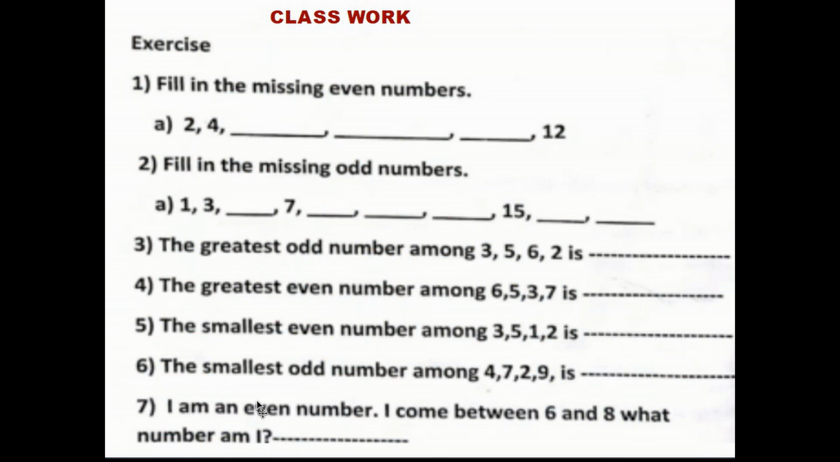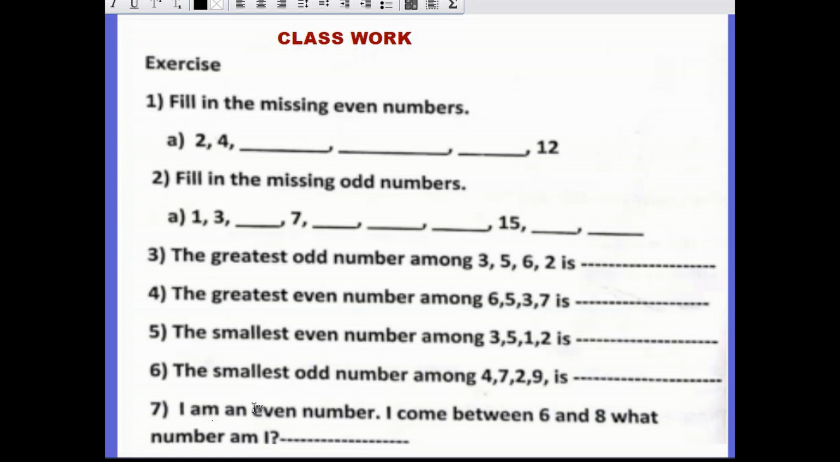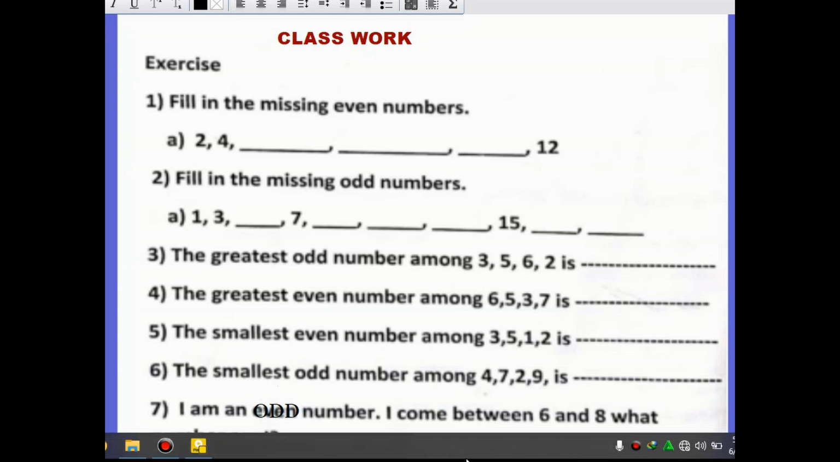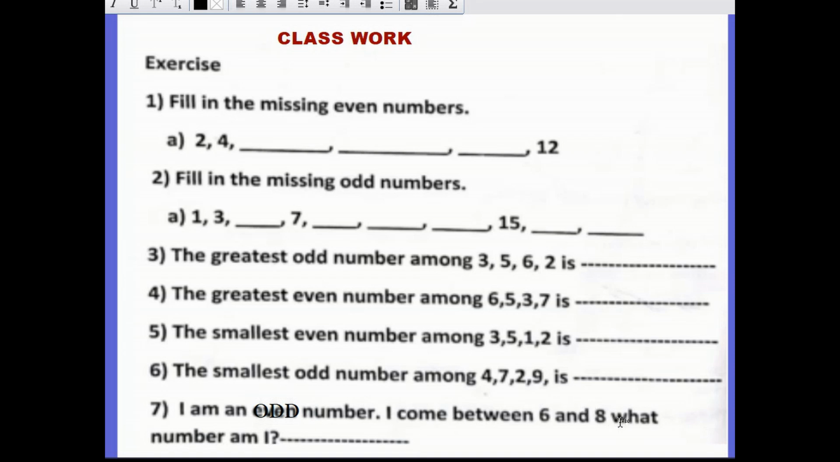Before that, there is one correction here I will give you. Make this number odd. It cannot be even because there is no even number between 6 and 8. So make it odd here. It must be odd. After that, you can give the answers. So I am an odd number between 6 and 8.